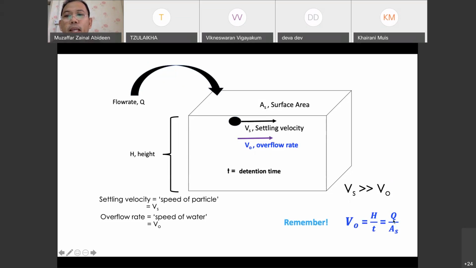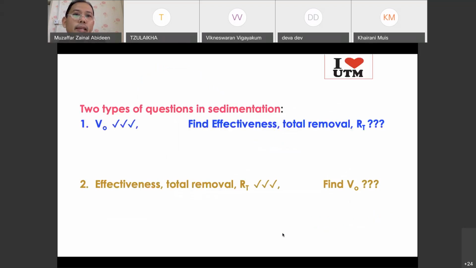Okay, right? And what is V naught? V naught is actually H divided by T, or Q divided by AS. This is the formula that you have to remember, and it will not be given in the exam. The only formula, perhaps, that has got to be remembered. So that is something that you need to remember, or we refresh what we've learned in the last month, in February, if we like.